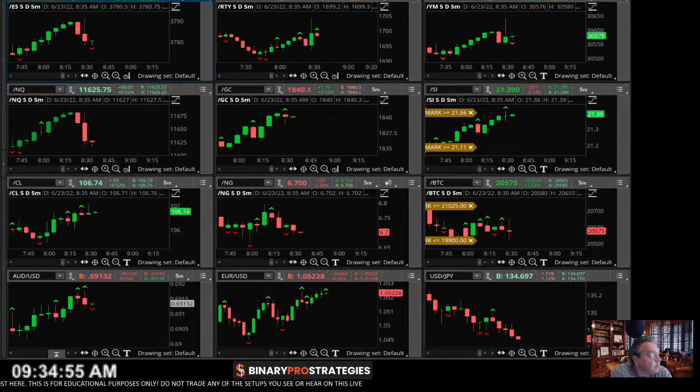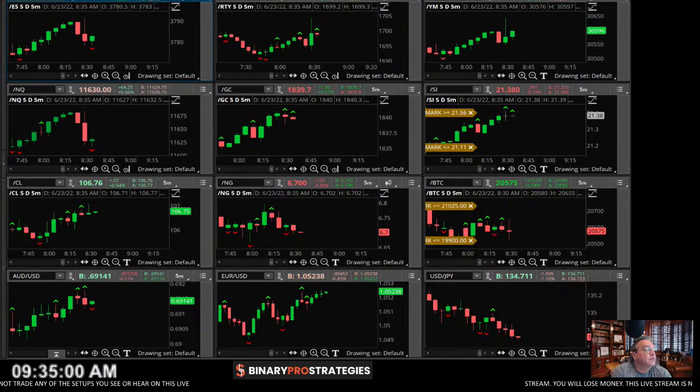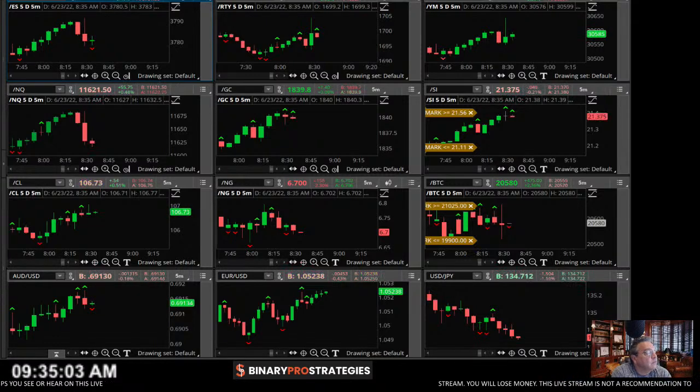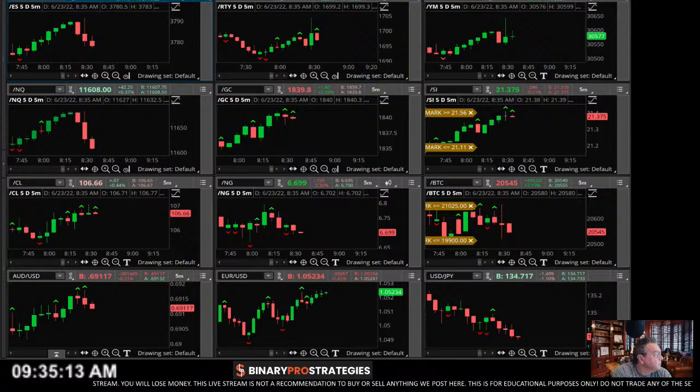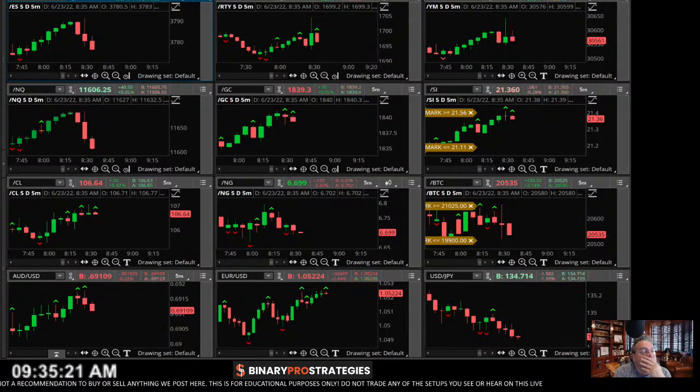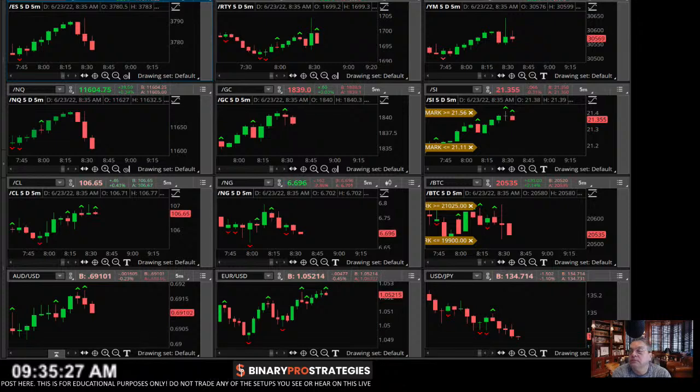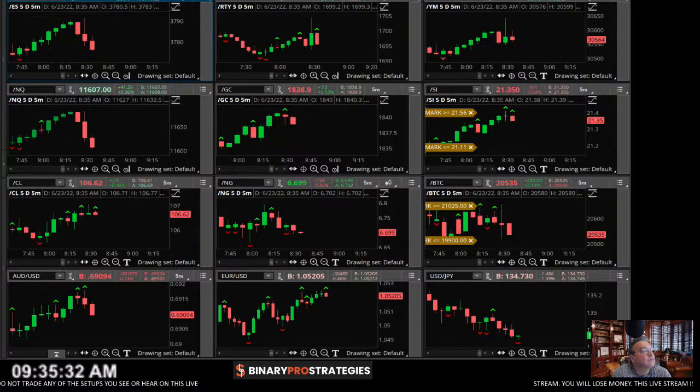So we have a buy setup going on right now in silver with a target of 21.56. Bitcoin is also in a buy, looking for a 21.025 target on Bitcoin. Dow's up 101.